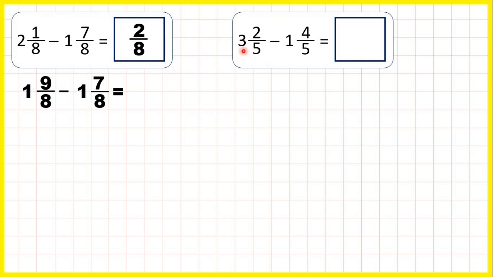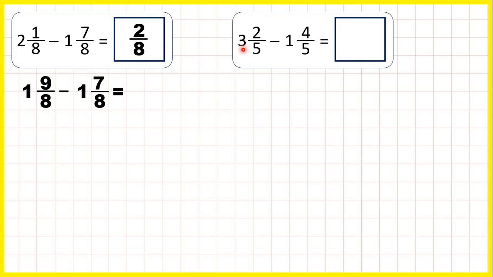Now we have 3 and 2/5 minus 1 and 4/5. But again, we have a problem because we need to take 4/5 away, but we only start with 2/5. So again, we need to exchange with our whole number.